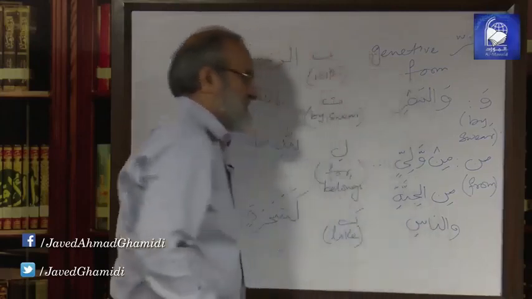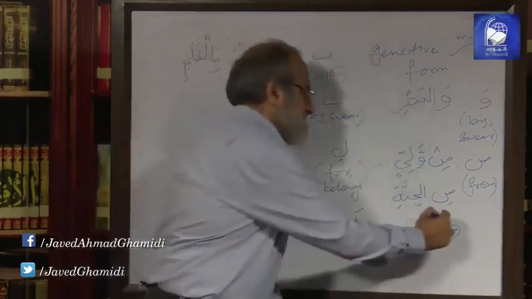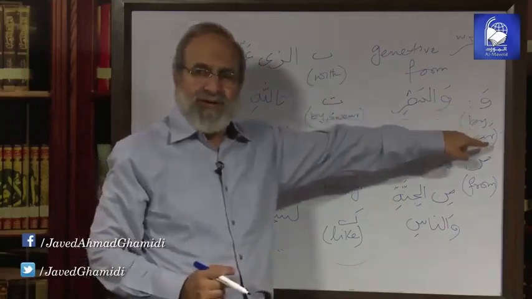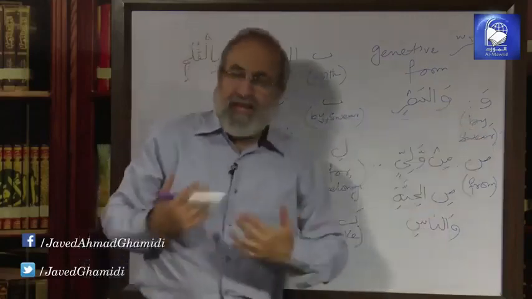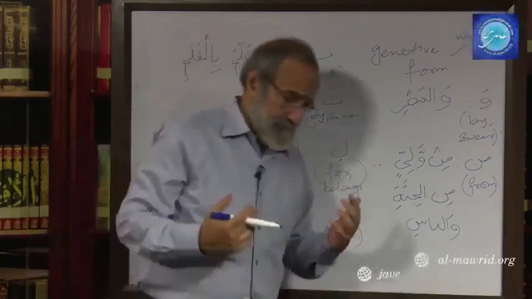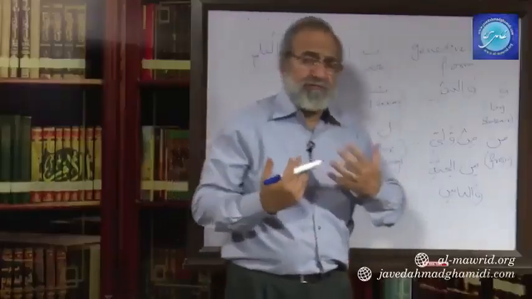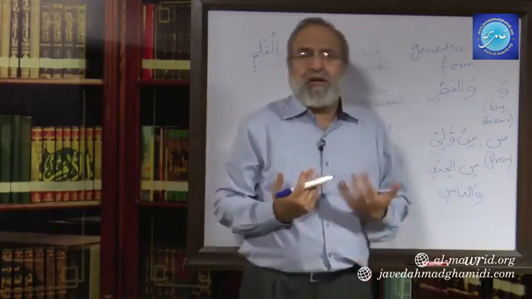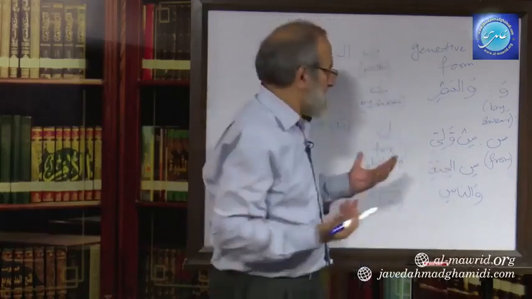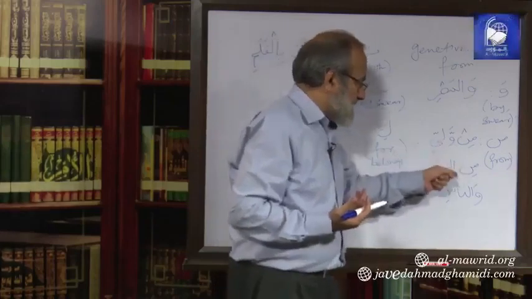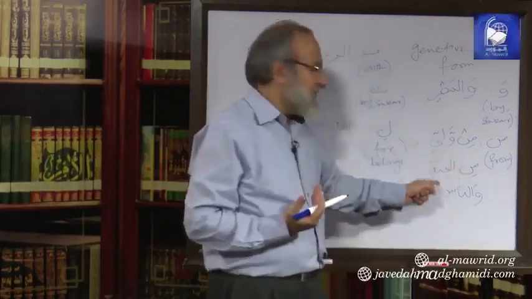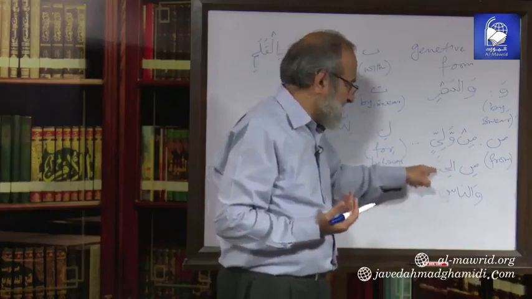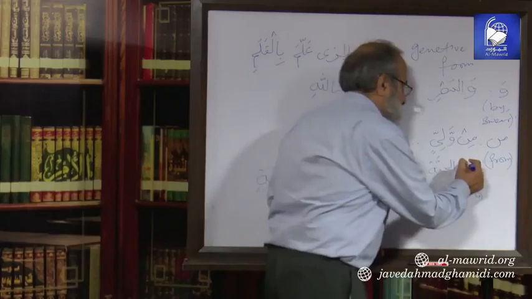The good thing about this example is that we have waw here, not in the sense of oath, swearing, but in the sense of "and". The Satans who yuwaswisu fi sudurin nas, who whisper into the hearts of men, are minal jinnati wan nas, from amongst jinns and men. So al-jinnah has a jar because of min.